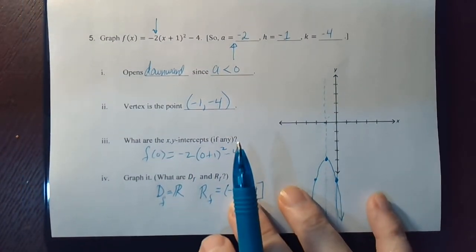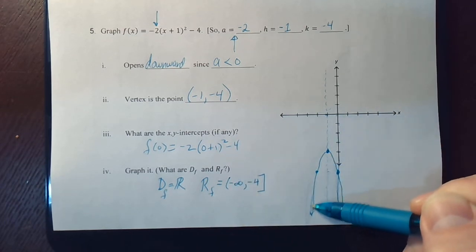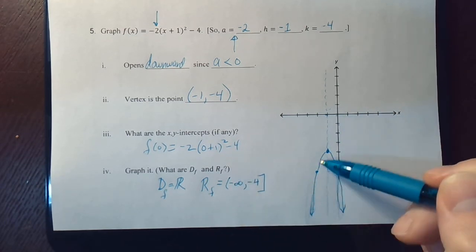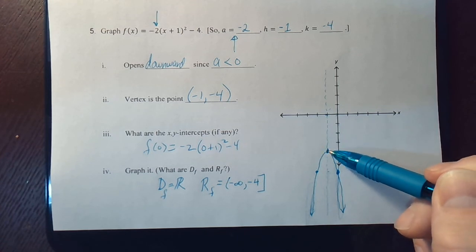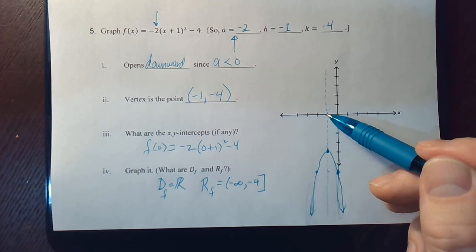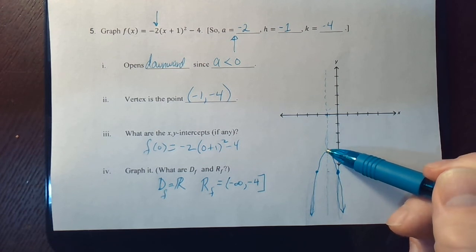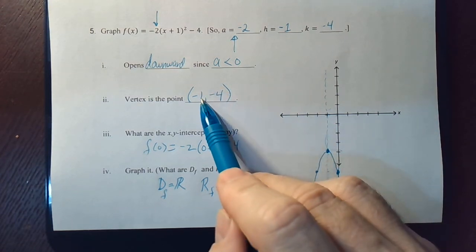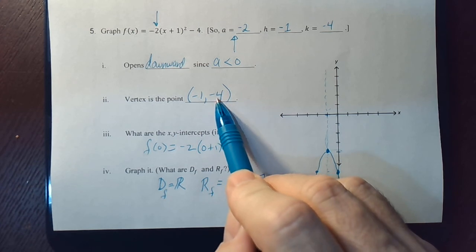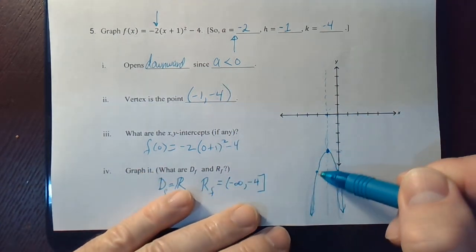When it opens downward, like in this example, it doesn't have a minimum, because this goes all the way down toward negative infinity, but it does have a highest, a maximum value, and it occurs at x equals -1. So at x equals -1, we get the biggest value of the function, which is -4. At -1, the biggest value is -4. And it's a biggest value, again, because it opens downward.